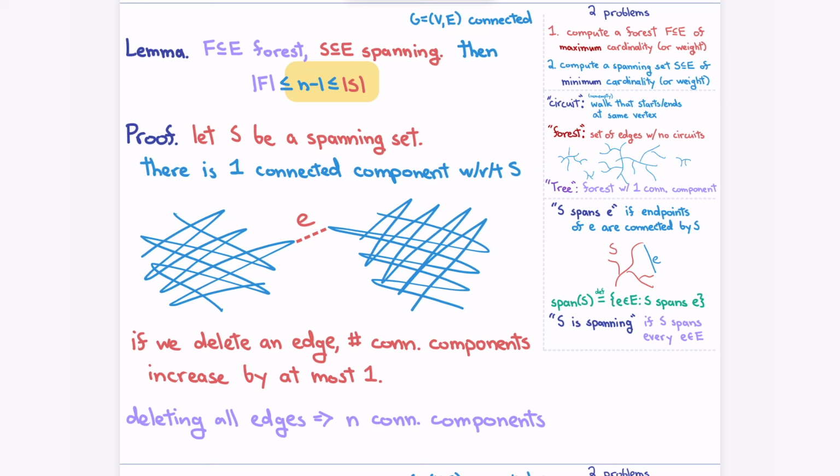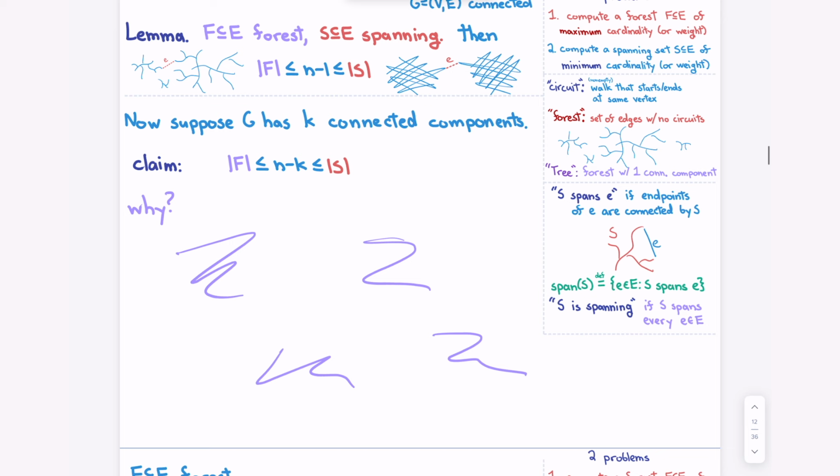So you start at one connected component, you get up to n, and you must have removed at least n minus one edges from S. So S has at least n minus one edges. No induction, just counting, and careful understanding of the definitions. If you want to do this for K components instead of just a connected graph, no problem. You just apply the argument to each one. The minus one shows up K times, and that's how you get n minus K.